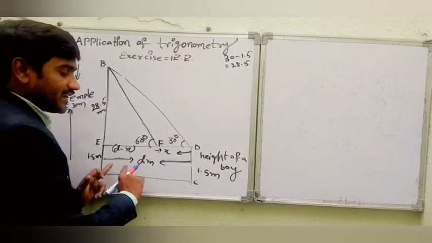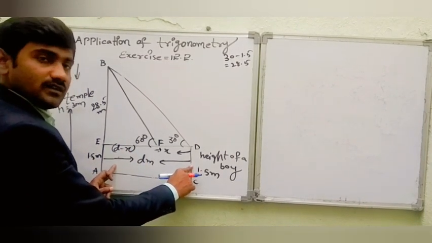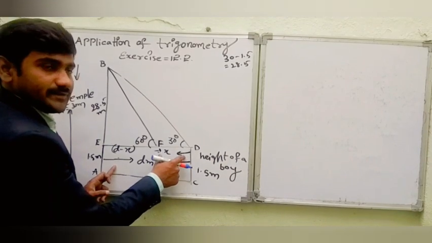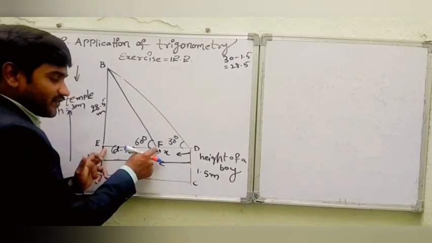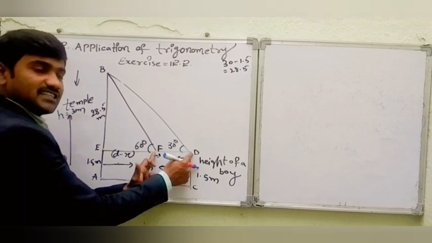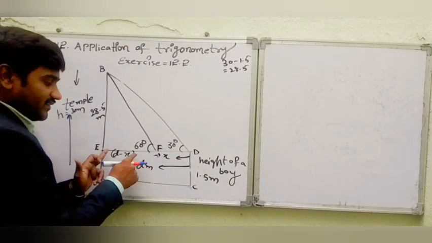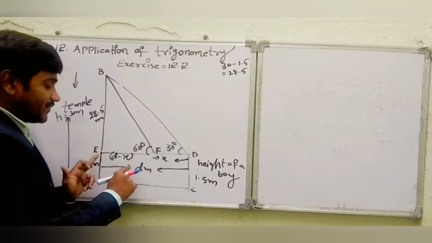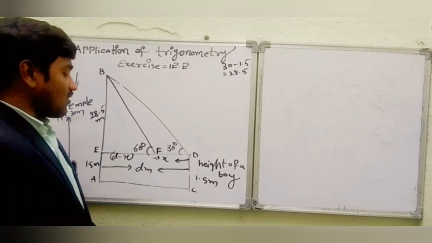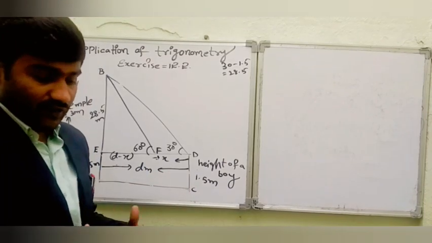How? Suppose he is standing 10 meters away from this, then he walks 3 meters. So what will be the rest? Completely 10, and till here it is 3. Then it will be 7, no? How did you get the 7? 10 minus 3 will be 7. In that case, it will be D minus X.